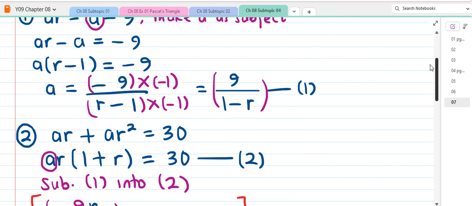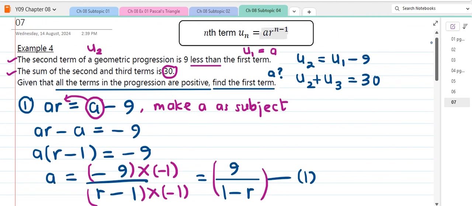So with that, that's the end for this subtopic. I hope that it can help you filling in your notes.